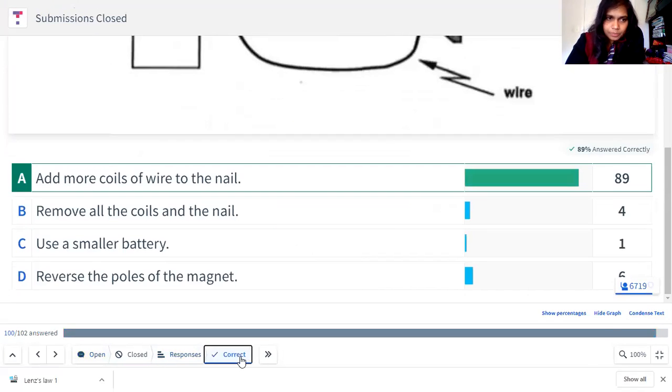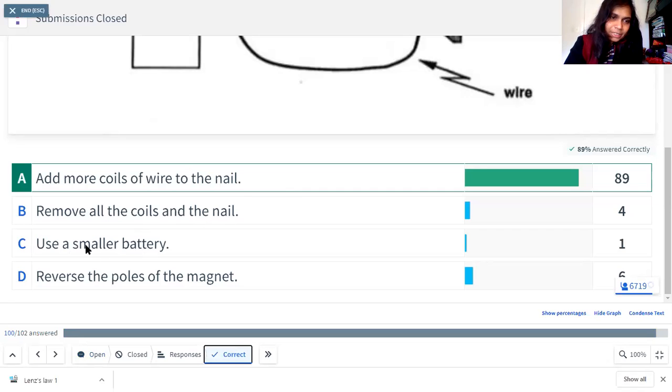Yeah, nice. So the correct answer is add more coils of wire to the nail. When you increase the number of loops, it will induce more magnetic field around it. Okay, so B, remove all the coils and the nail, then there's no electromagnet. You remove all the coils and the nail, then that's just a wire. So there will be a magnet, but it's not an electromagnet to create the magnetic effects in there.